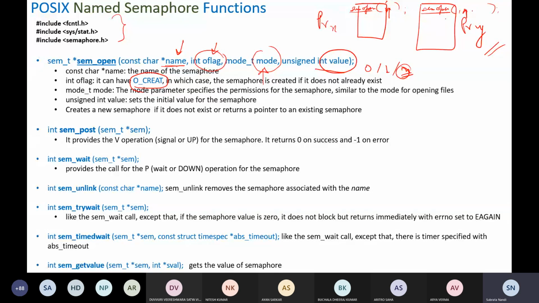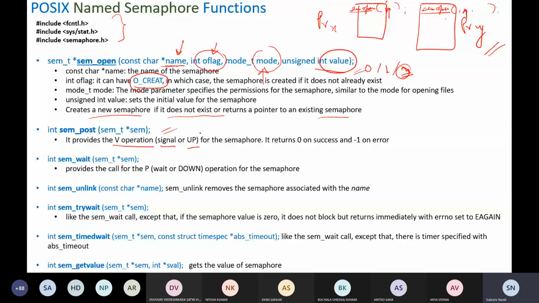There are other flags also, we just skip that, and you can set it to 0 or 1 as you wish. Okay, so it creates a new semaphore if it does not exist, otherwise it returns a pointer to the existing semaphore. So the rest is very simple. sem_post is equivalent to the V operation of the semaphore, or the signal or the up, whatever you say.